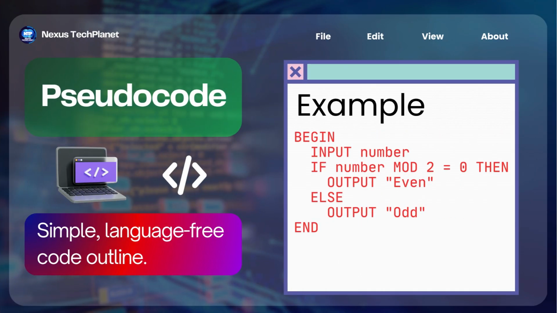Pseudocode is a simplified way to describe a program's logic using plain English. In this example, first, ask for a number. Then, check if the number mod 2 equals 0, meaning it has no remainder. If true, output even, otherwise, output odd. Pseudocode doesn't require perfect syntax, just clear logic.